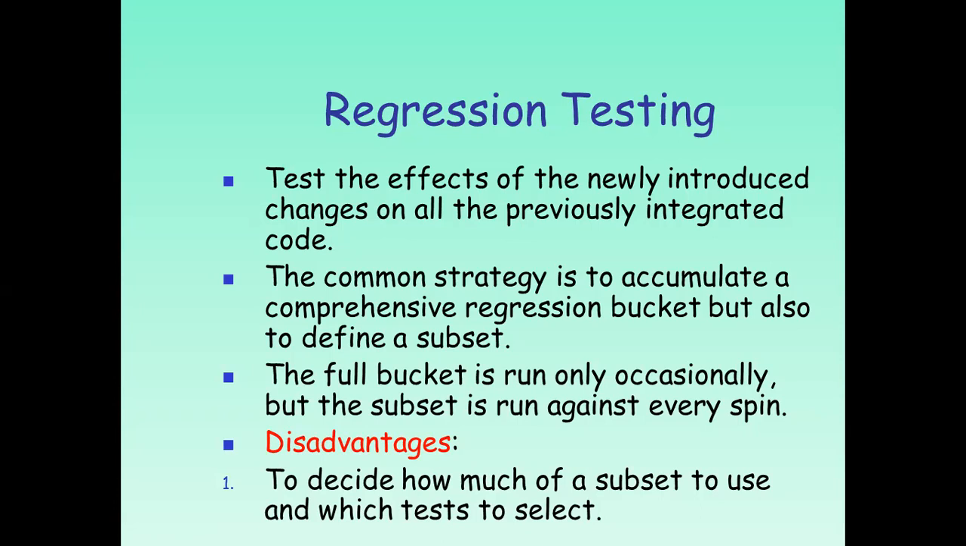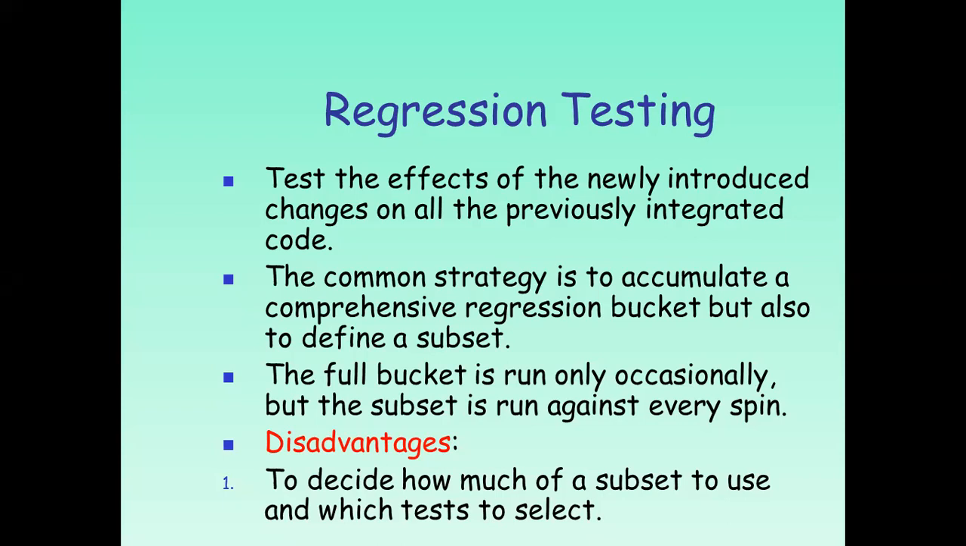The common strategy is to accumulate a comprehensive regression bucket, but also to define a subset. So here we will use a number of subsets, meaning we can include more functions, or sometimes we can exclude one or more functions. Here again, we will use some strategy to accumulate a comprehensive regression bucket.